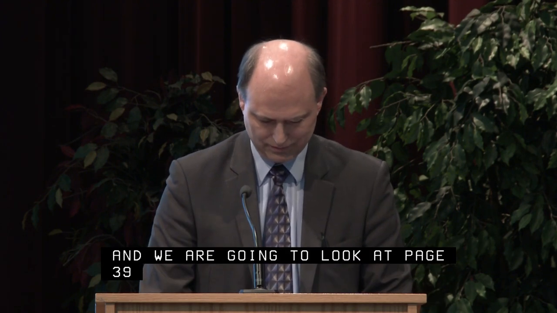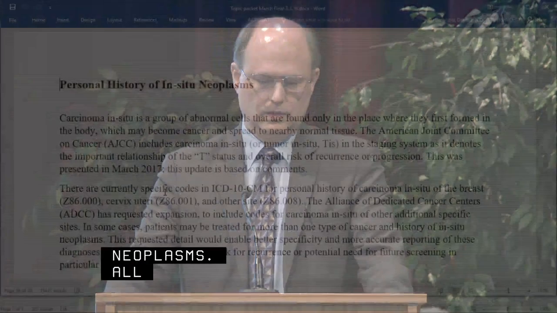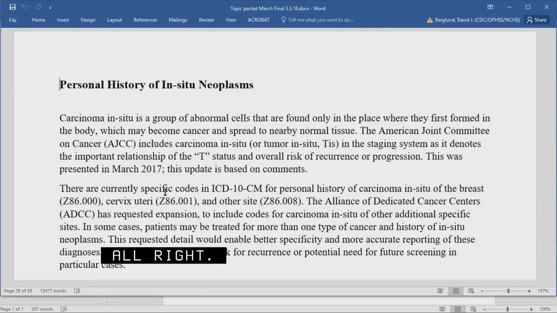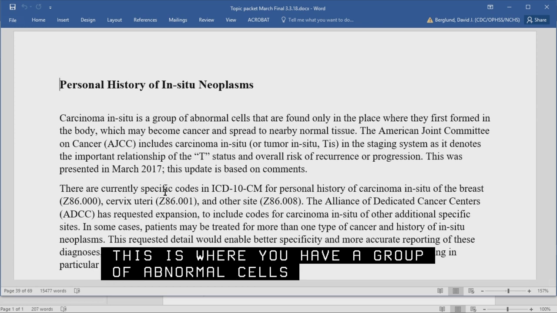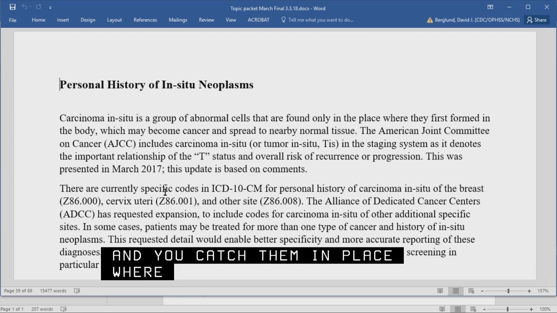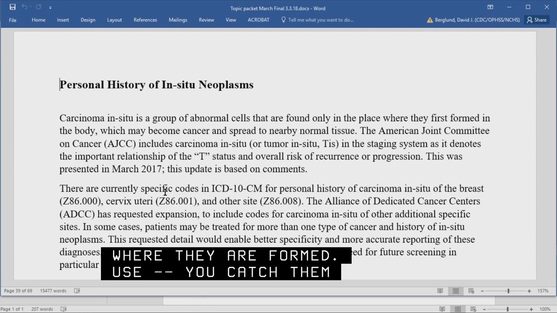And we are going to look at page 39 at personal history of in situ neoplasms. Carcinoma in situ is where you have a group of abnormal cells that are just starting to become cancer cells, and you catch them in place where they formed, and you catch them before they've spread to nearby normal tissue, and then you can cut them out and be done with it. At least that's the hope.